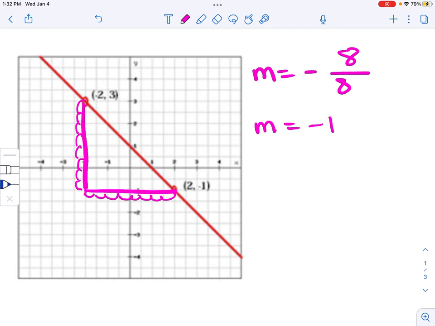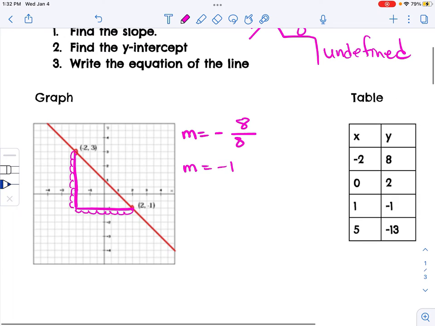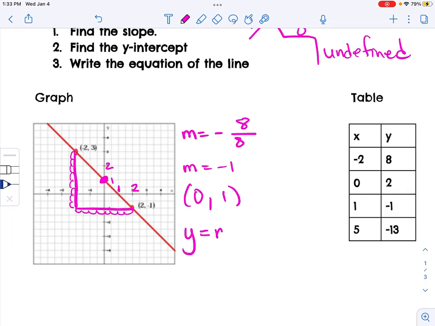Then, where does it hit for the y-intercept? It hits right here. Now I know it's kind of blurry to see, but this one is 1, this one's 2. Do you notice it's going up by a half each time? So 0, 1 is the y-intercept on this. So if I'm going to write my equation of the line, remember it's y equals mx plus b. So I replace the m with the slope, -1, and the b with the y-intercept of 1.